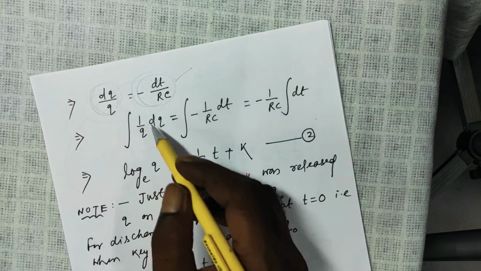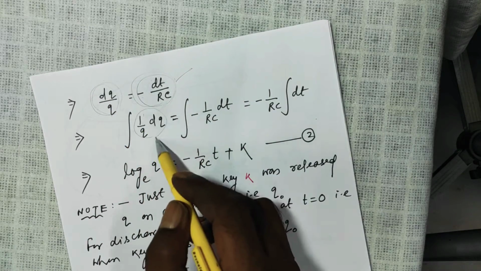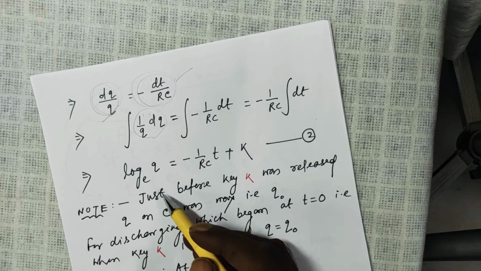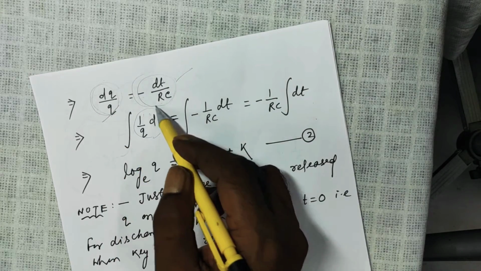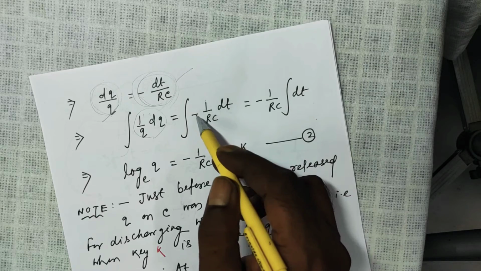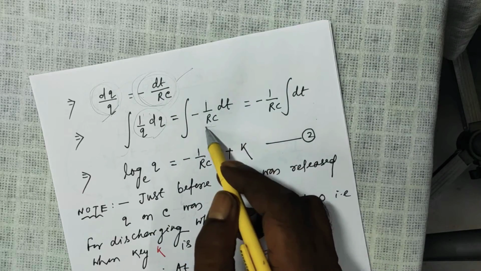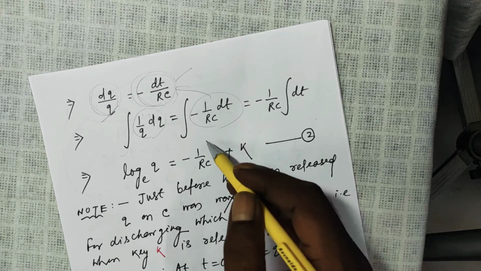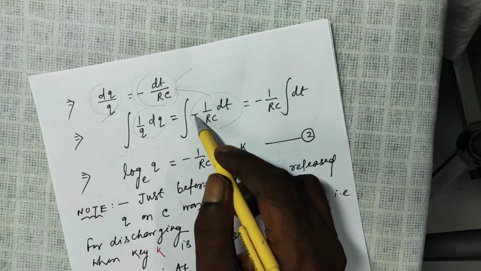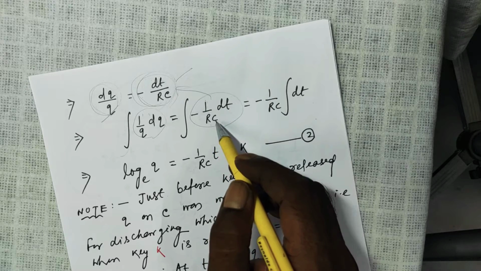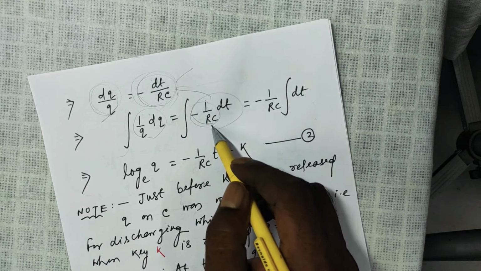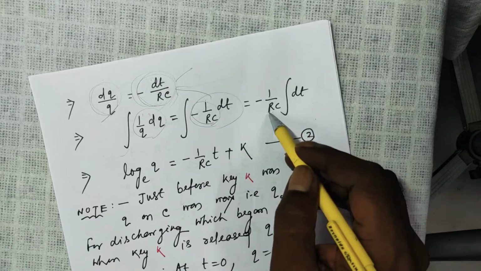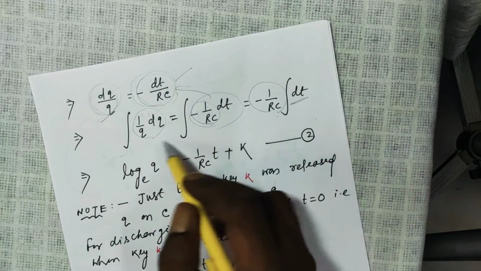So this can be written as 1 by Q into dQ. This is same thing as dQ by Q. So integration. Now this can be written as minus 1 by RC into dt. Why did I do so? 1 is constant, minus is constant, resistance is constant, C is constant. So this part will be taken out of the integration, minus 1 by RC dt.